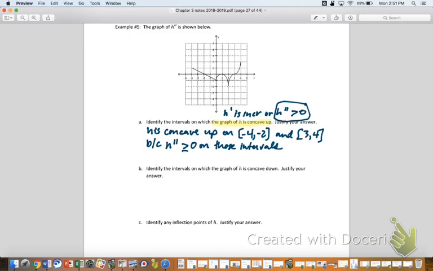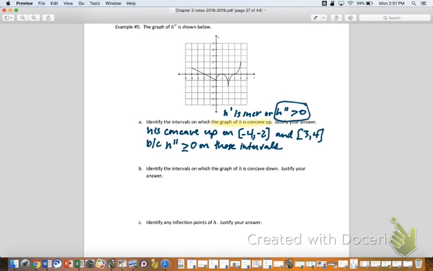Do you guys have those intervals? Did you connect it with H double prime being positive or H prime being increasing? If you did, it's fantastic. Remember, this is not on the quiz, so don't feel a lot of pressure to have this perfected right now. Just do your best and be as good as you can. We'll keep working at this later.